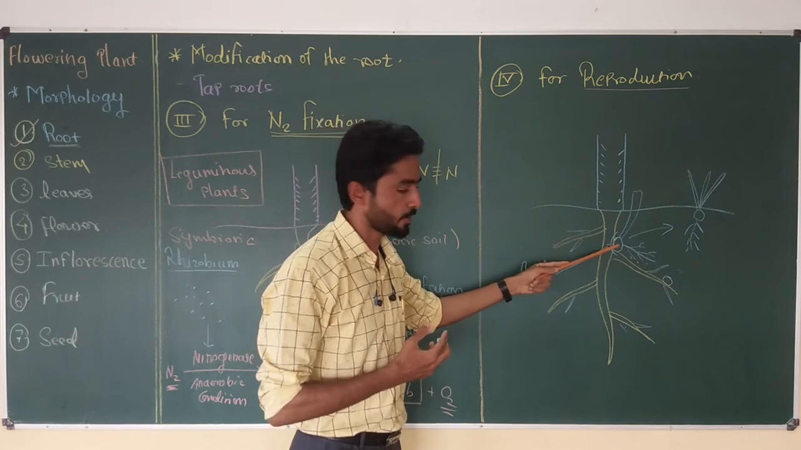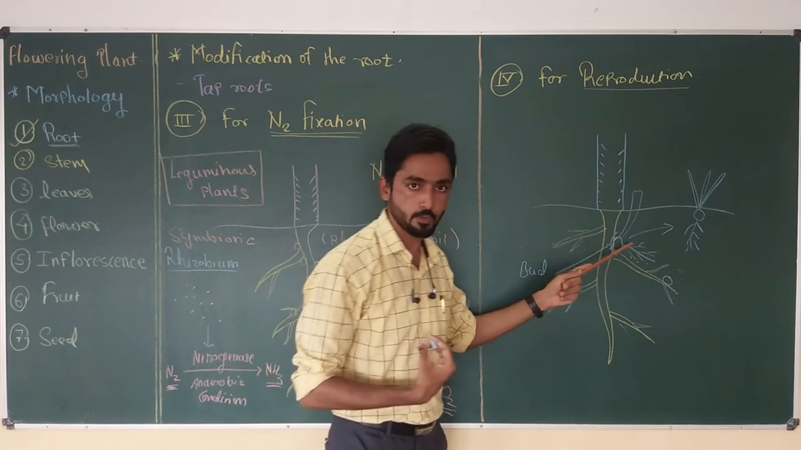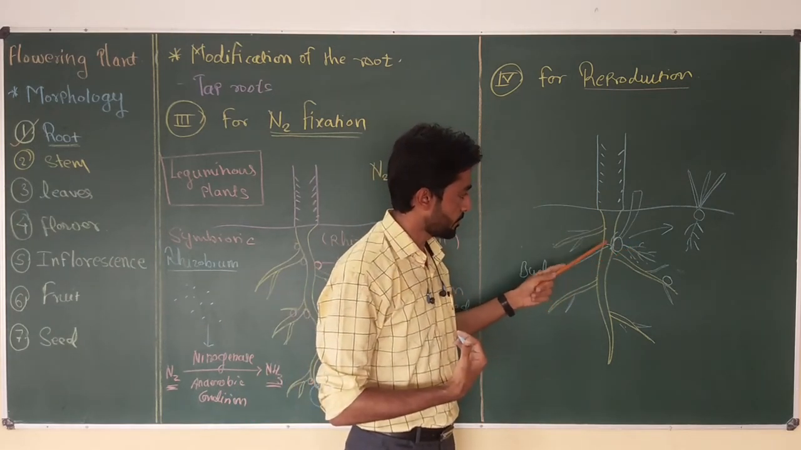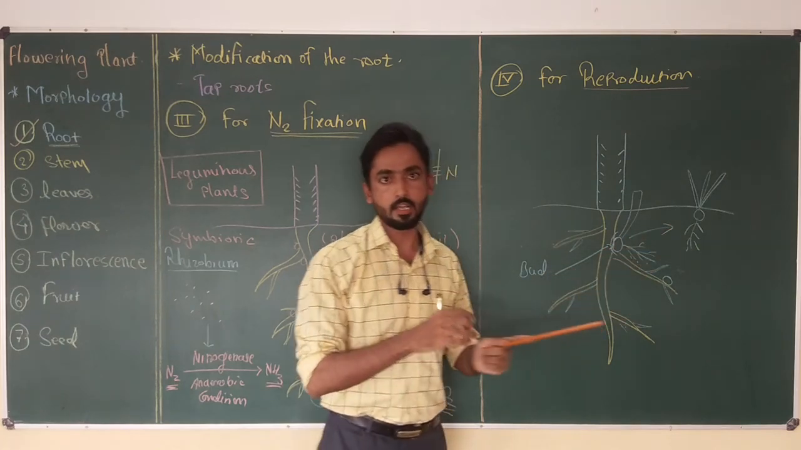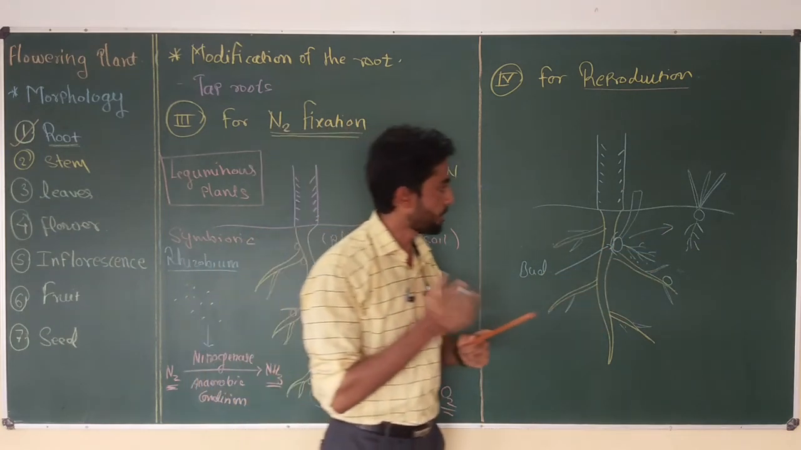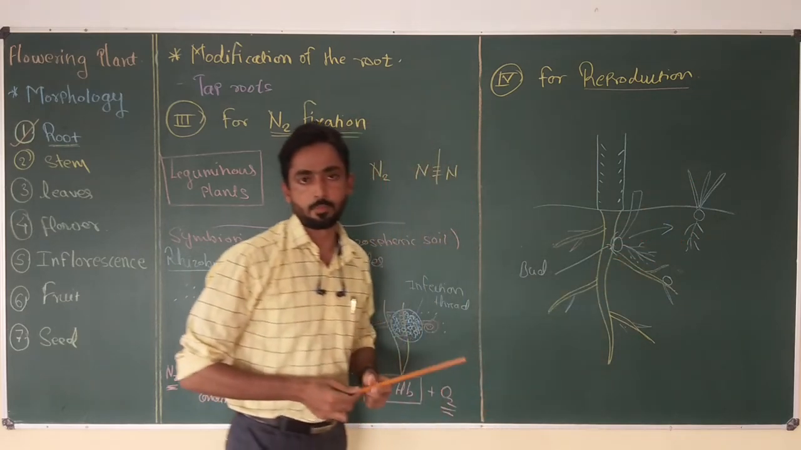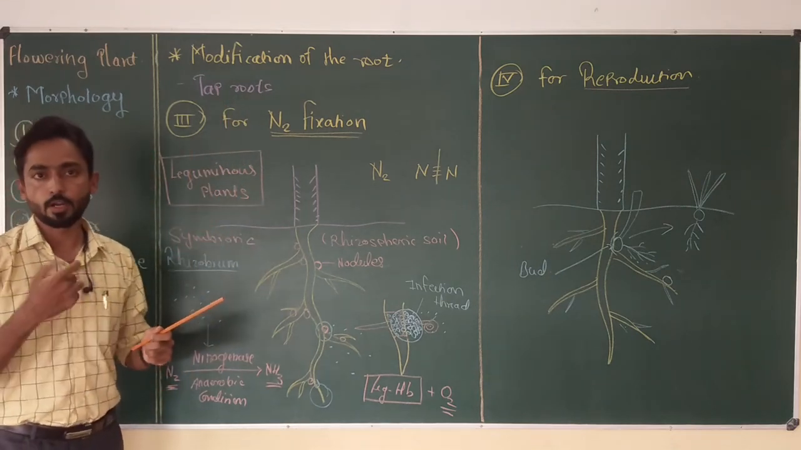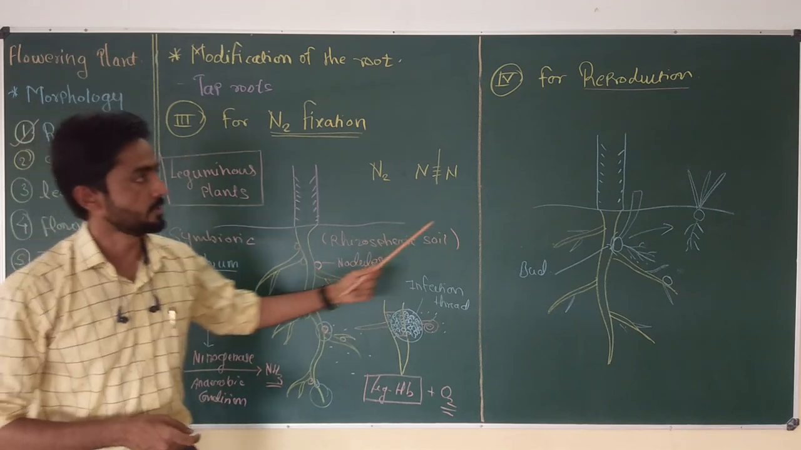Once a bud is produced, the bud develops a shoot system as well as a root system, taproot system, and ultimately the bud detaches from the main branch or main root, and now it grows as an individual plant which shows a shoot system and root system. In this way, taproots of the flowering plant get modified for food storage, for respiration, for nitrogen fixation, and for reproduction.